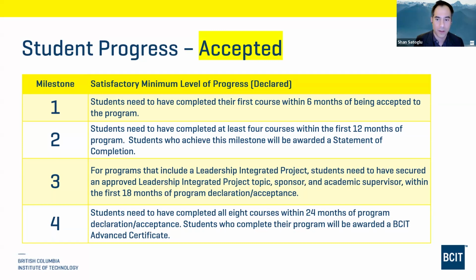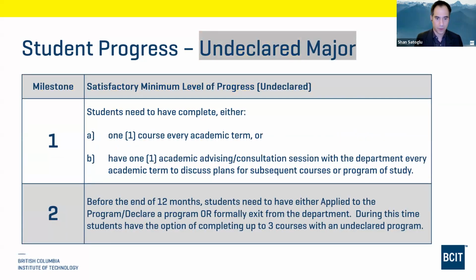Start thinking about an integrated project topic. Think about project topics. What are the pain points in your organization? Who might be a good sponsor? And get in touch with the department. Have a conversation on how you prioritize, or maybe even how you look for potential projects. And milestone number 4 is finish all 8 courses within the 2-year period and get the advanced certificate. And if you're not sure if you want to do the whole program, or you just really needed that particular course, you can go ahead and take those courses as an undeclared major.